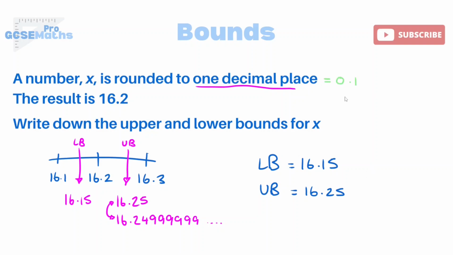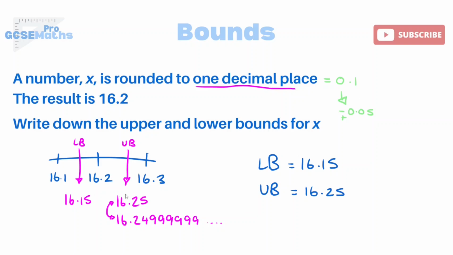That's one decimal place. You can look at it as, okay, I need to take away half of that, which is 0.05, or plus half of that to get the upper bound. In this case, you can see we've taken away 0.05 to get 16.15, we've added on 0.05 to get 16.25. You might find that easier, you might find that more complicated. It just depends.